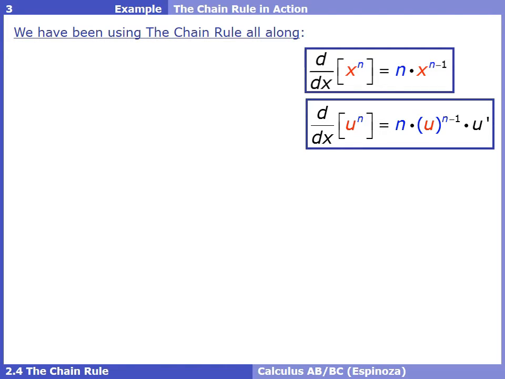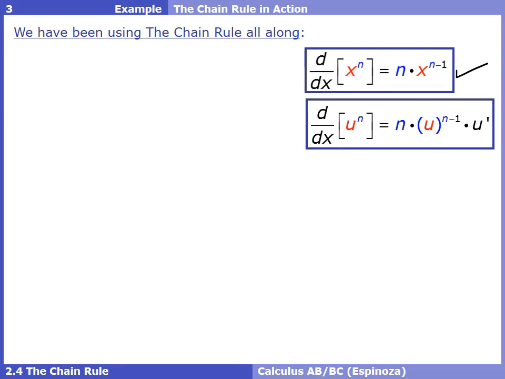So something to realize, we've actually been using the chain rule all along. If you take a look at this first formula up here, that's our regular power rule. When we have a regular or a plain x to a power, we bring the power down, we rewrite the x, and we reduce 1 from the power. We've been practicing that for a while now.